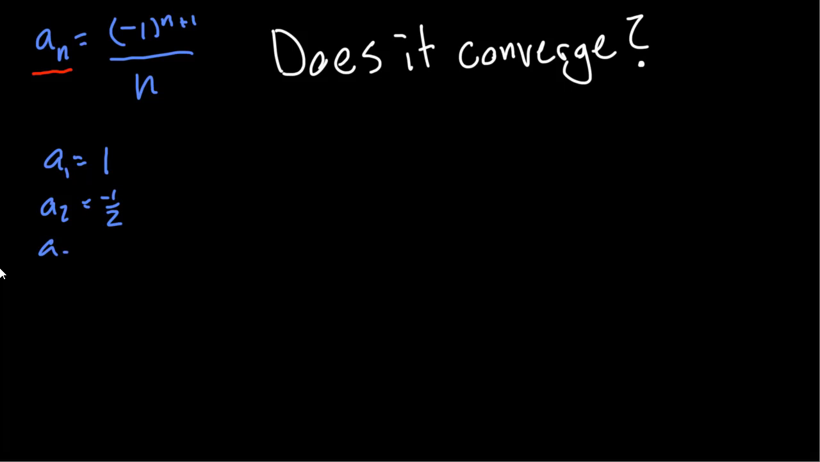What if we do a sub 3? I'm going to skip the part where I speak this out loud to you because this is just plugging in numbers. This is going to give us 1/3. And you might see a pattern developing, right? A sub 4, negative 1/4. A sub 5 is going to be 1/5. A sub 6 equals negative 1/6.